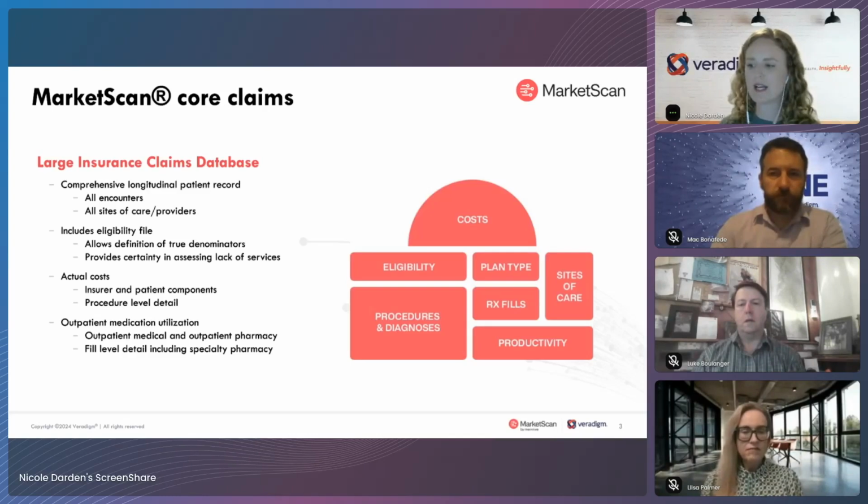There's true cost data included here. There are insurer and patient components to that cost data, and there is detail at the procedure level. The medication and pharmacy data looks at outpatient medical and pharmacy data and includes fills at specialty pharmacies as well. And this data is applicable to all treatment areas, so it really is good for all conditions.